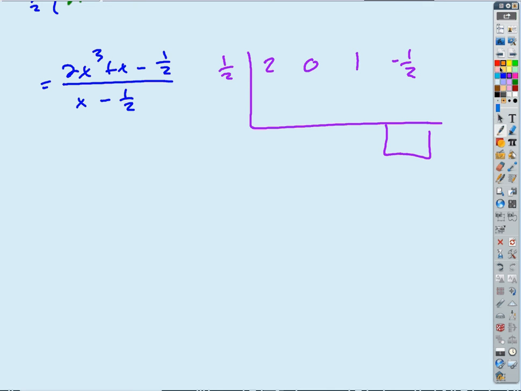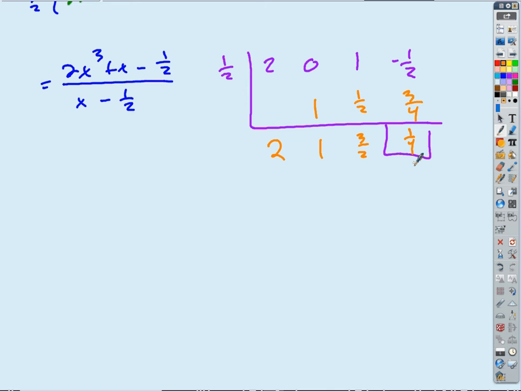Okay, and then we just go to town. Right? Pull this guy down. 2 times 1/2 is 1, plus 0. 1 times 1/2 is 1/2, plus 1 is 3/2. Okay. 1/2 times 3/2 is 3/4. And negative 1/2 plus positive 3/4 would be 1/4. Okay. Now, so what's that tell us then?